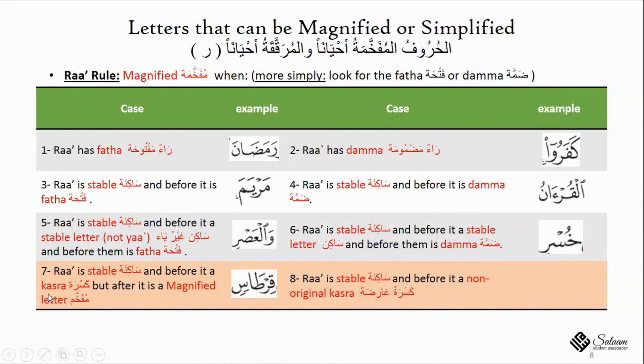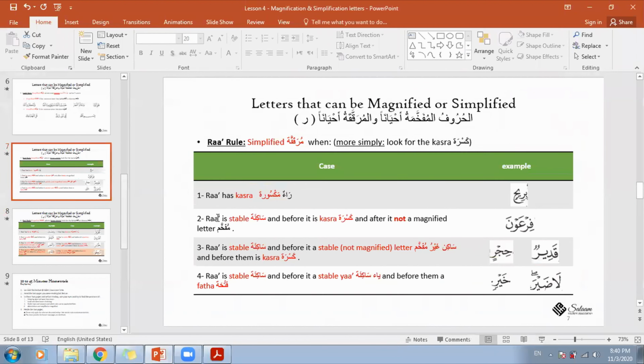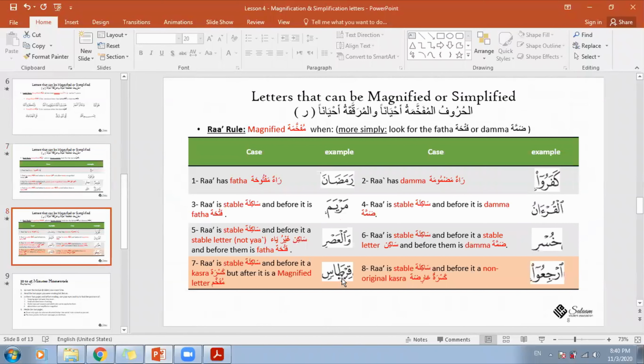If the ra is stable and before it there is kasra, but it's a magnified letter. As you remember from the last slide, we said here it has to be kasra, but not magnified or not mufakham. If it's mufakham like qirtas, because this one is magnified, this will be a magnified ra. Qirtas. Don't say qirtas. Ra should be mufakhama here. And the last one, if it's stable and before it is a non-original kasra, like here irji'u, because this is alif wasl. We'll come to that later, so this one is a little bit complicated.